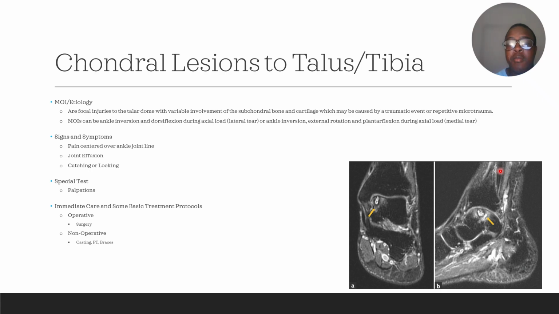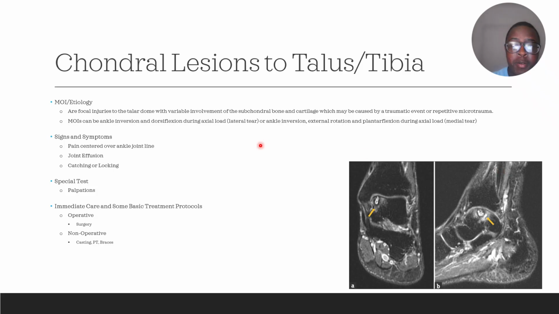And most commonly, it can develop in two ways. It can be by ankle eversion and dorsiflexion with external rotation when you're putting forces on the ground, causing a lateral tear, or with a combination of ankle inversion, external rotation, and plantar flexion, again when you're putting forces into the ground, causing a medial tear.